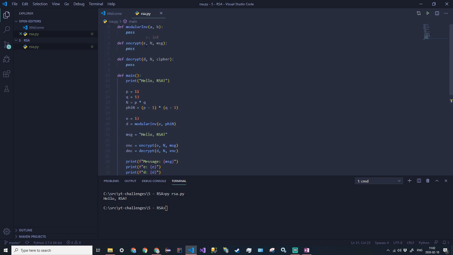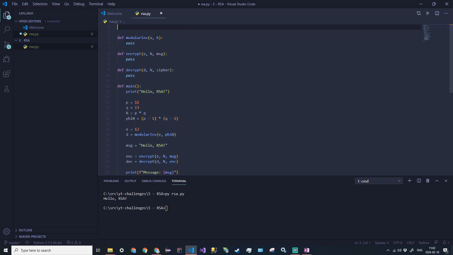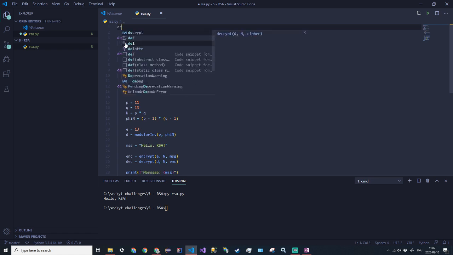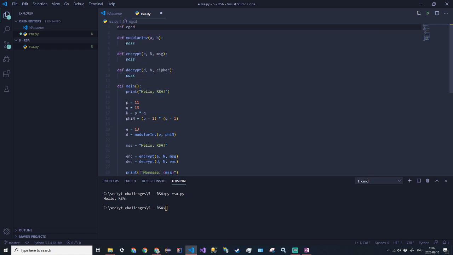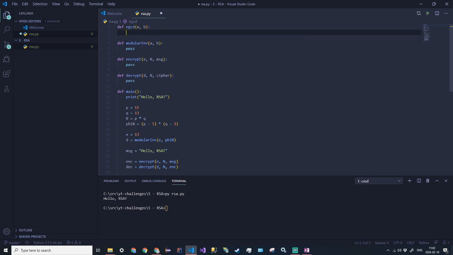Alright, so let's actually write in some of these functions here. In the modular inverse, we'll have to call a function called extended greatest common denominator. Def EGCD, and that'll be of A and B. And we'll just do pass for now. So modular inverse, what we're going to do is, EGCD will return a GCD, then X, then Y, is equal to EGCD of A and B.